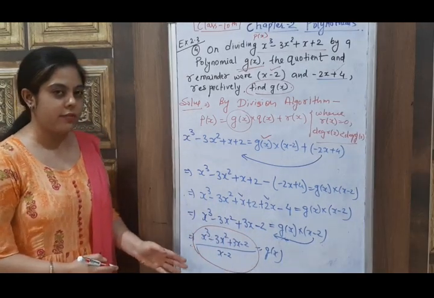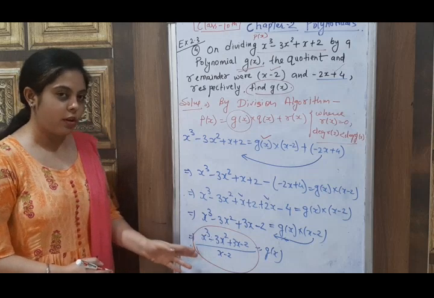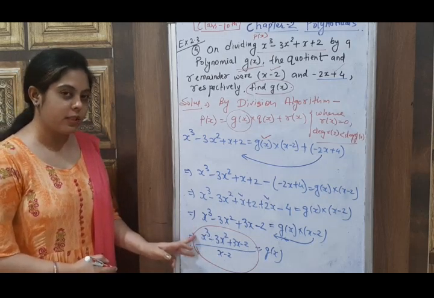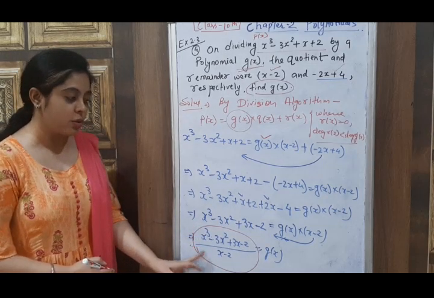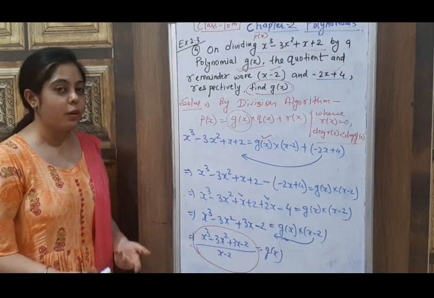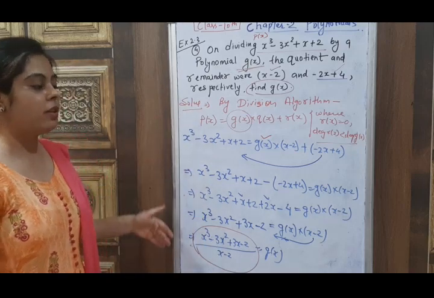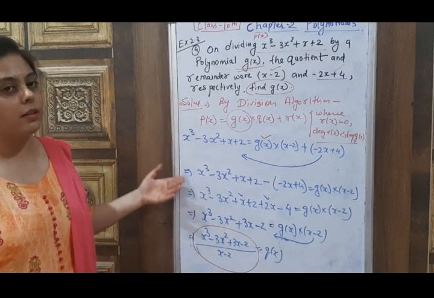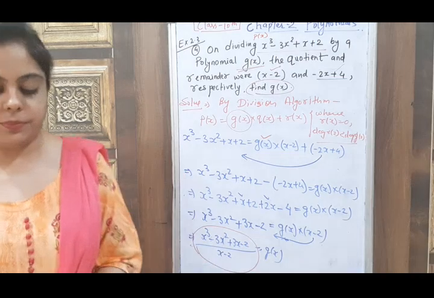बट हियर वी डिडंट गेट द फाइनल आंसर. वी हैव टू सॉल्व इट. It means we have to divide this polynomial by x minus 2, then only we will get the value of gx. And how to divide, you know very well, by long division method. So first you note down the solution, and after that we use here long division method.